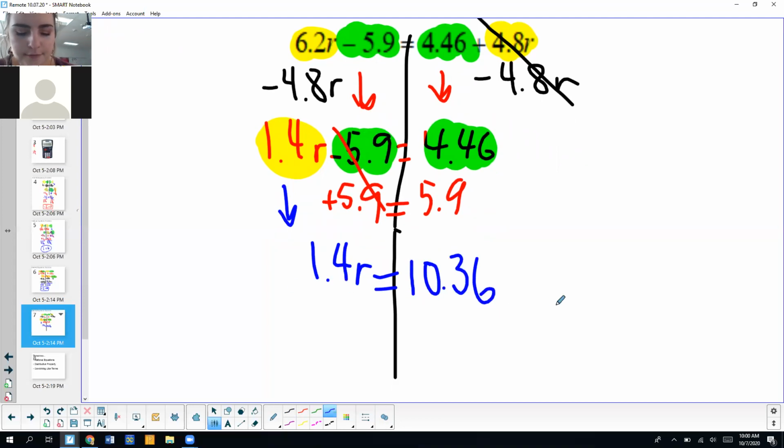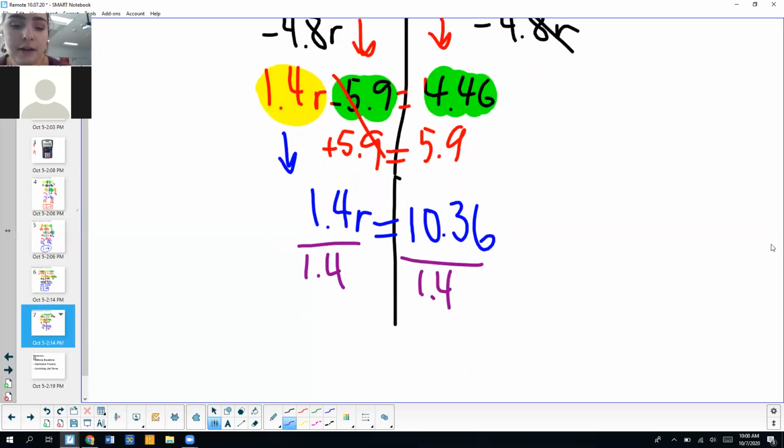I'm going to go ahead and divide both sides by 1.4. And you guys remember, I'm doing this because I want to get r by itself. And right now, r is being multiplied by 1.4. So to undo that, I'm going to divide. So 1.4r divided by 1.4 just gives me r on its own. Then in your calculators, you're going to take 10.36 divided by 1.4. You should get 7.4.